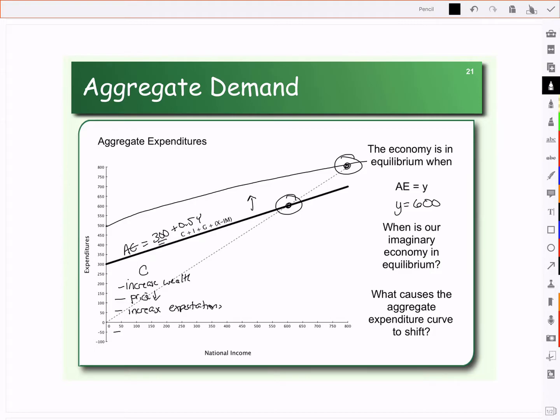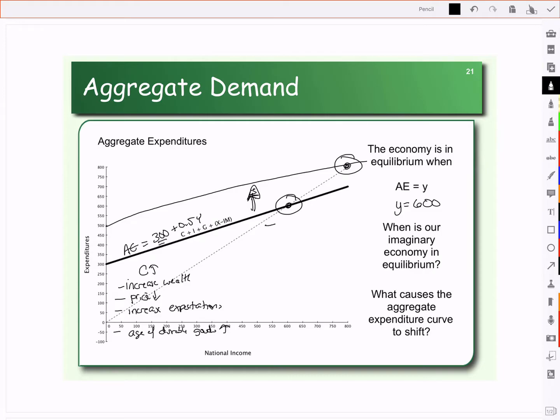And the fourth thing that changed consumer spending was the age of durable goods. And if we were talking about what would increase autonomous consumption, the age of durable goods, those goods are going to have to get older. Okay, so increasing wealth, lowering prices, more optimistic consumers, and older durable goods will all shift the aggregate expenditure function upwards because they are increasing autonomous consumption.